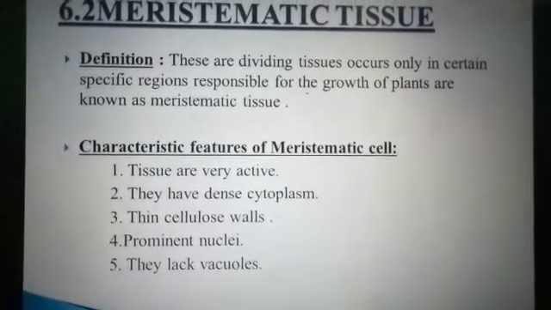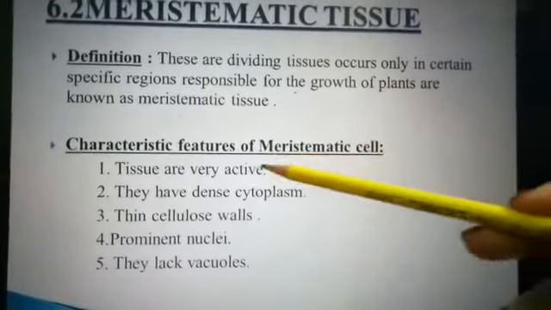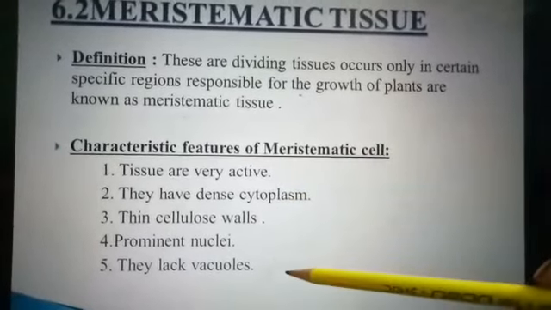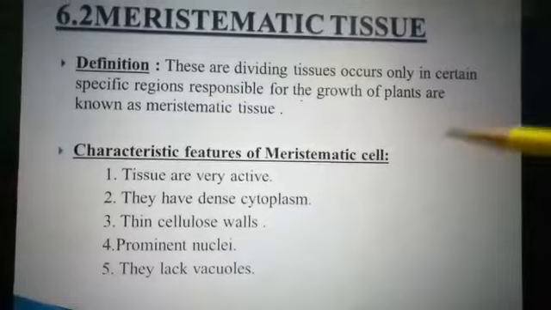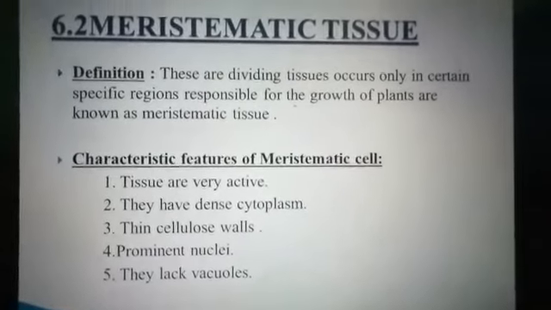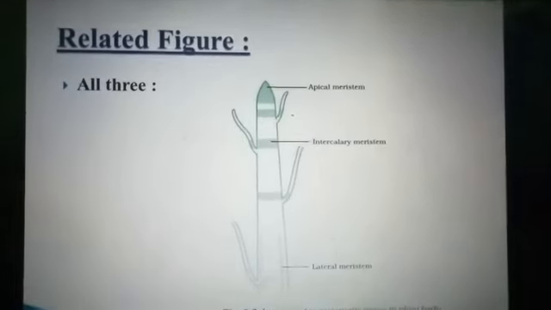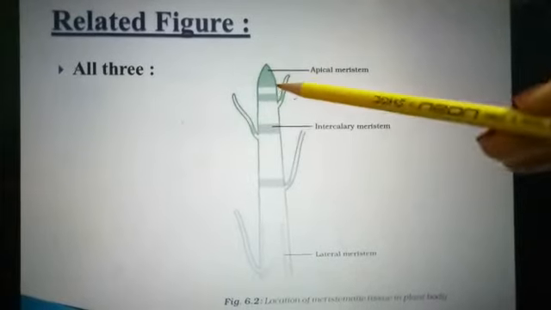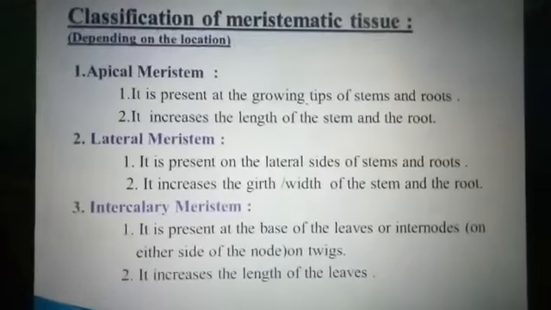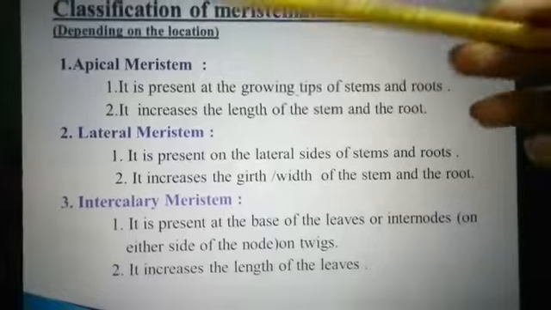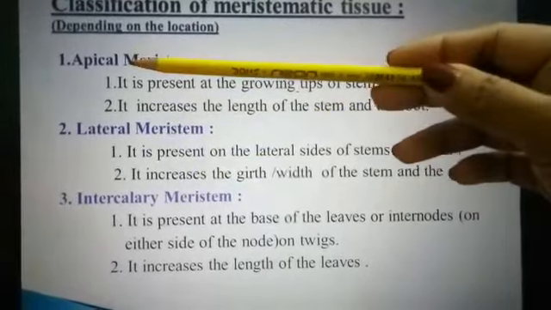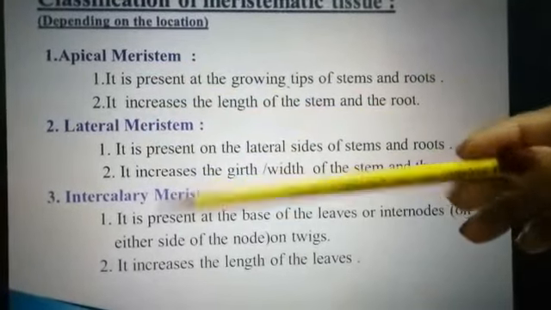Understood? So how can you differentiate between a normal cell and a meristematic cell? Meristematic cells have all these 5 features, a normal cell does not have. Then next we have a related figure. Just here we have the related figure of meristematic tissue. Meristematic tissue is of 3 types, right? Apical meristem, lateral meristem, intercalary meristem.